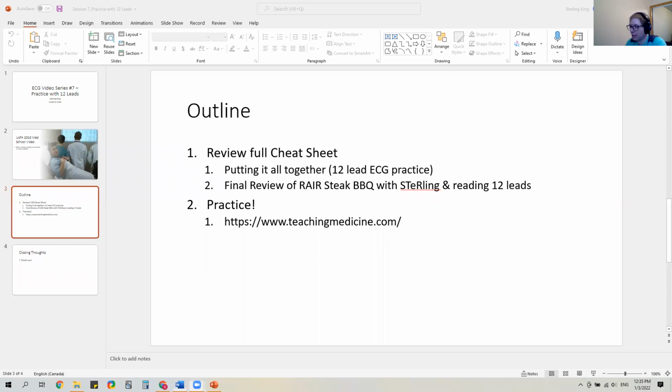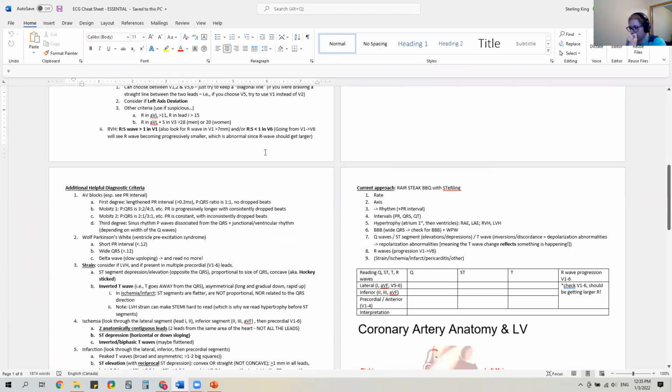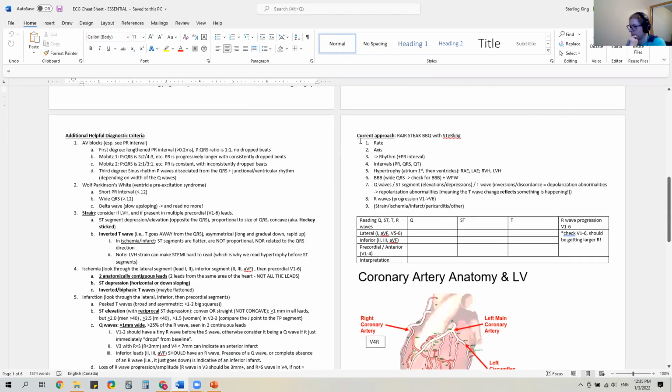So I'll just pull that over here. If you've been following along, you'd know that the rare steak barbecue stands for rate, axis, rhythm, which depends on the P and QRS relationship with the PR interval, and intervals. Steak stands for hypertrophy of the atrium or ventricles. Barbecue is bundle branch blocks, then Q waves, ST segments for Sterling, and of course the T waves, and then R wave progression. Then you can check for other things after that.